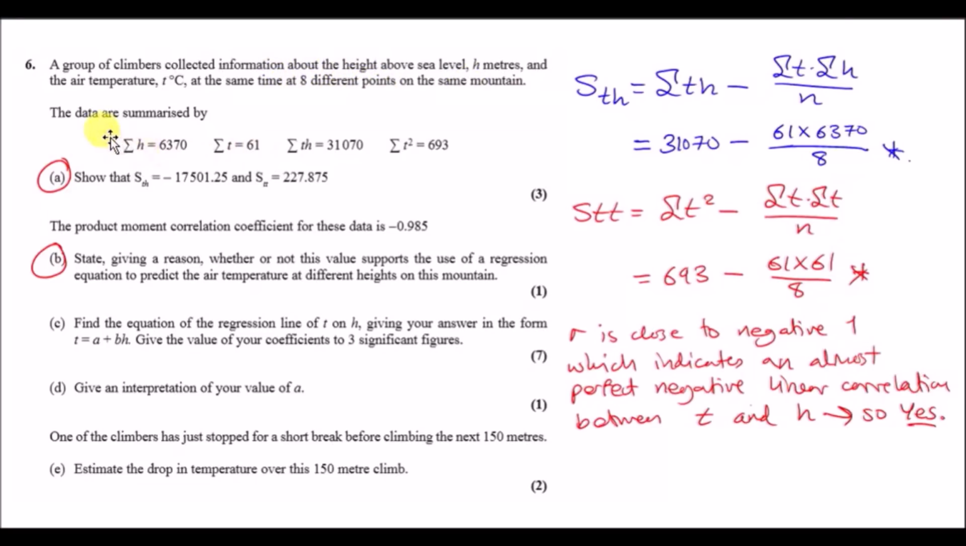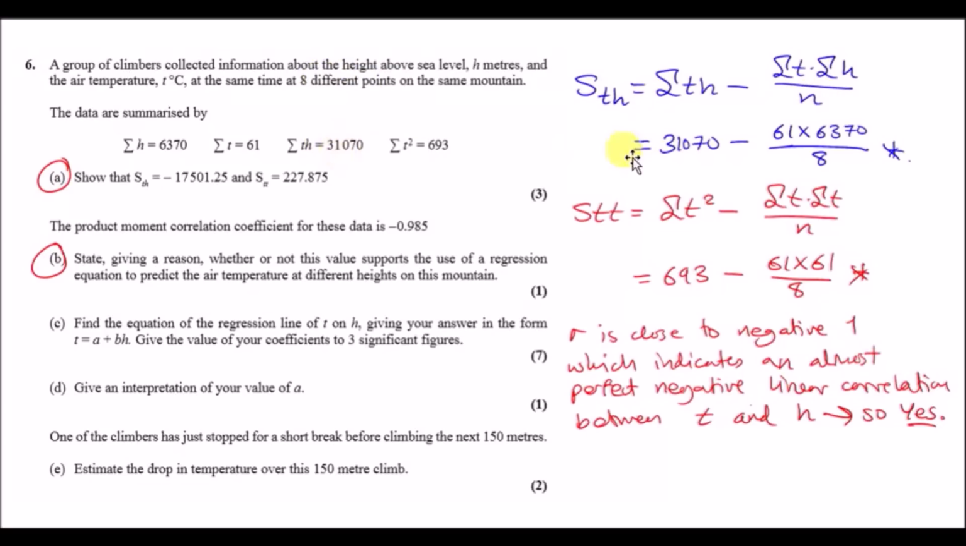Now the data are summarized below. The sum of the heights was this, the sum of the temperature was that, and then you have the sum of TH and the sum of T squared. They also want us in part A to show that STH and STT are as given. This is just straightforward formulas. You should be familiar with the Sxy and Sxx or Syy formulas. It's the sum of TH minus the sum of T times the sum of H over the sample size, in this case the number of points. So just plug in the values you see.